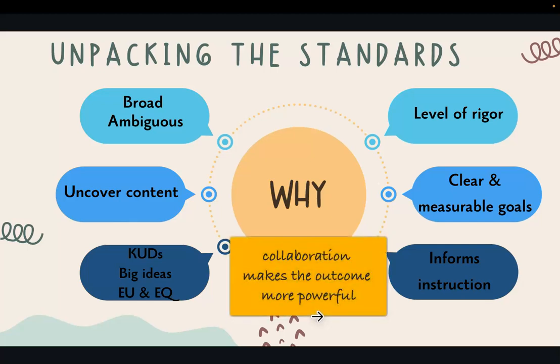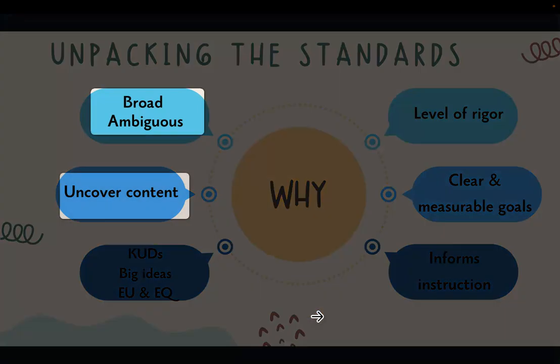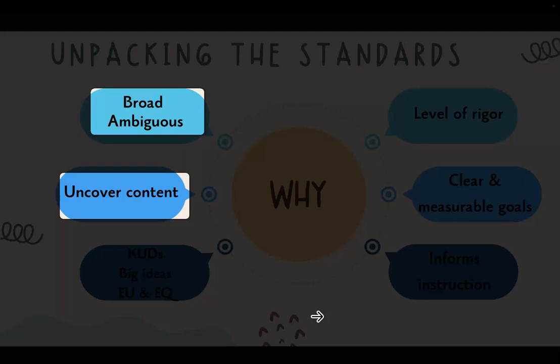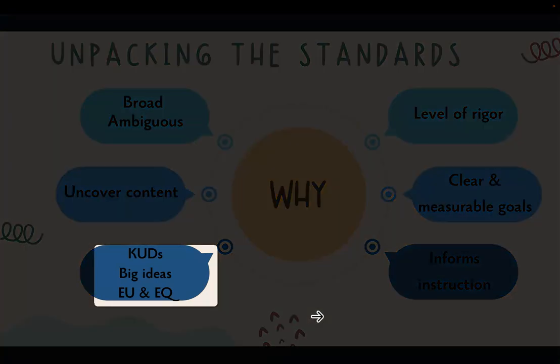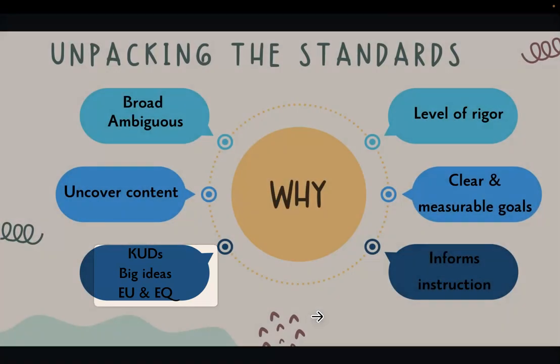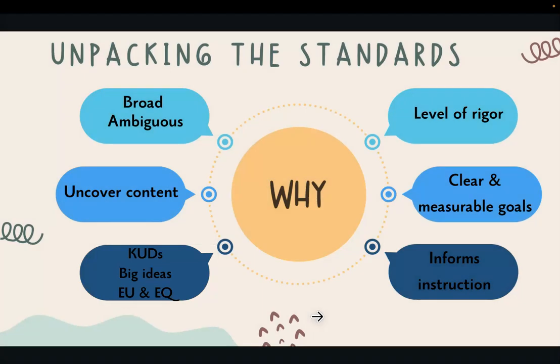So on the screen, it mentioned some reasons why standards should be unpacked. Especially if the standards are broad and ambiguous, then the team should look at the standards and determine what the standard is asking the students to do. What are the actions, the verbs in the standard? What are the nouns in the standards? What are the concepts, the big concepts in the standards, right? And then breaking down the criteria for success in that standard, right? So it allows you to uncover the content, to pull out what students should know and understand and be able to do.